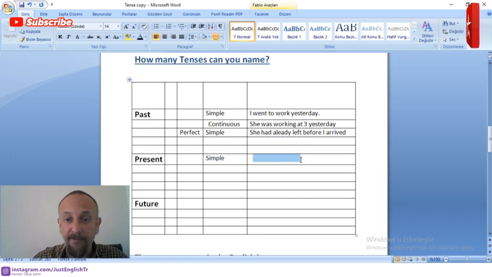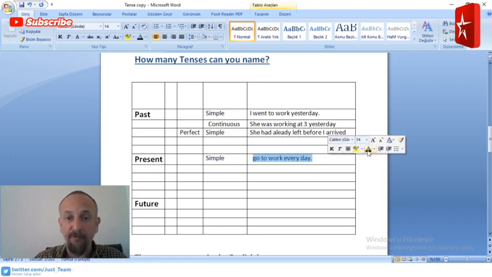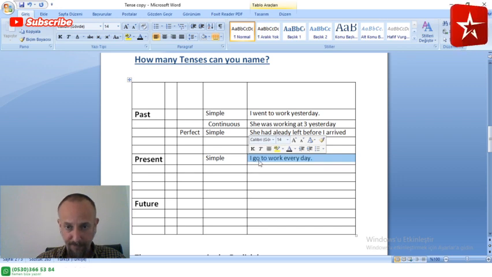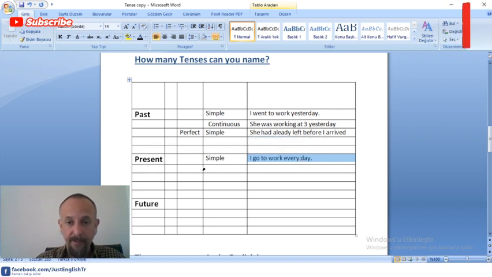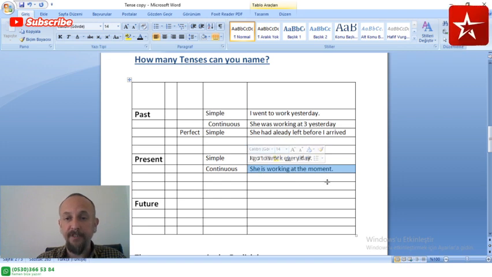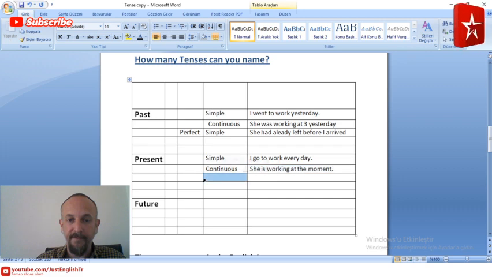We have present simple, and an example of that would be, I go to work every day. I go to work every day. Of course, here we're using the base form of the verb to show that an action happens, well, quite literally, every day. Then we have present continuous, and an example of this would be, she's working at the moment. We'll come back to these a little bit later. Let's just put all of these up on the board.